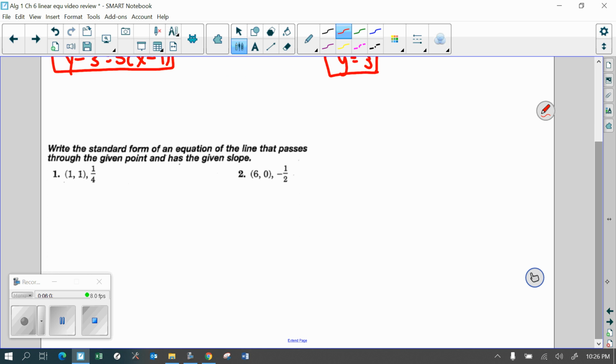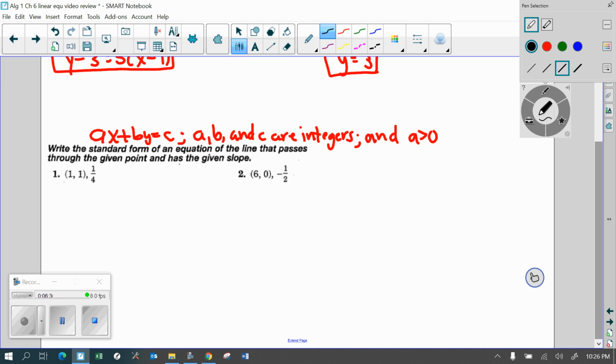Last one for this is write the standard form of an equation of a line. Remember, standard form is ax plus by equals c, where a, b, and c are integers, and a is greater than 0. Okay, so those are conditions that have to be true. These are my conditions.